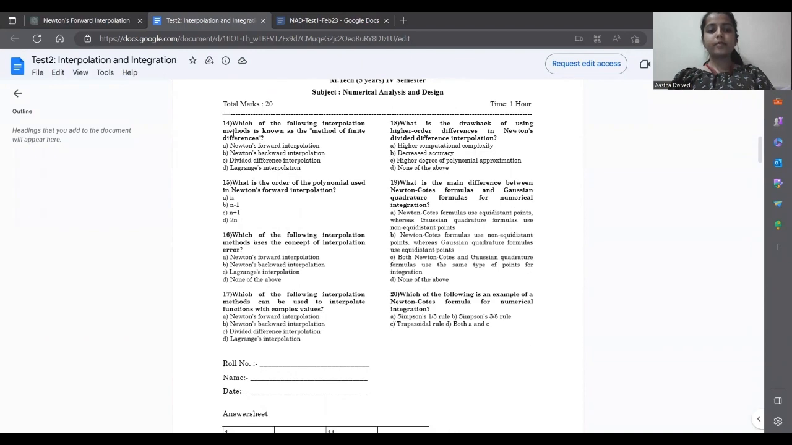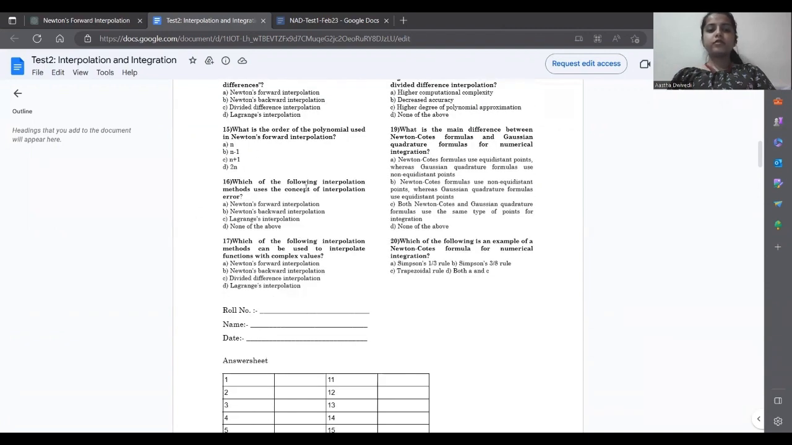Next question. Which of the following interpolation method is known as the method of finite difference? Newton forward interpolation, Newton backward interpolation, divided difference interpolation, and Lagrange interpolation. The correct option is divided difference interpolation, which is also known as method of finite difference because we have a set of finite values. What is the order of polynomial used in Newton's forward interpolation? So the correct answer is n minus 1.